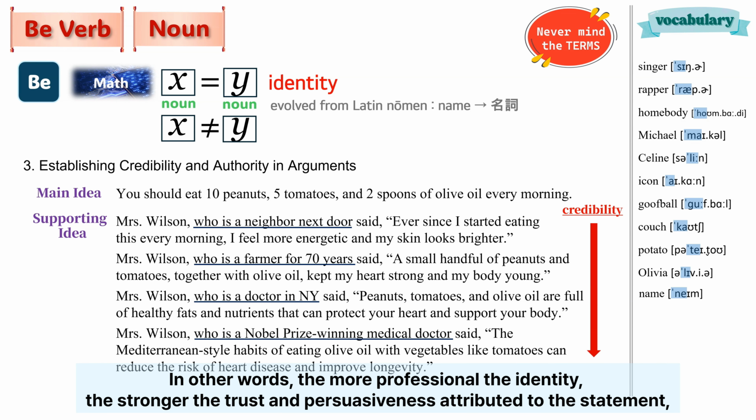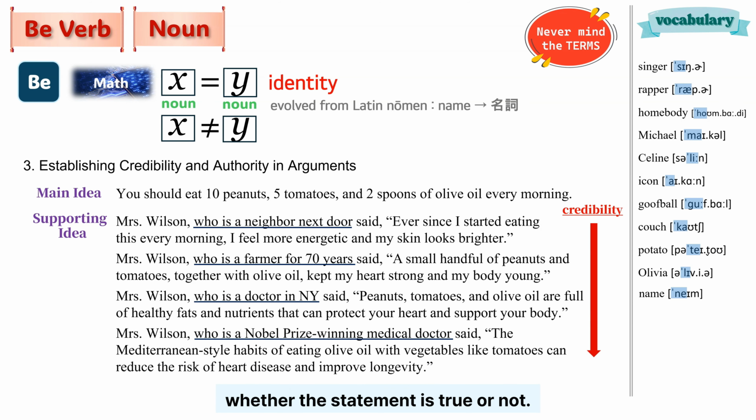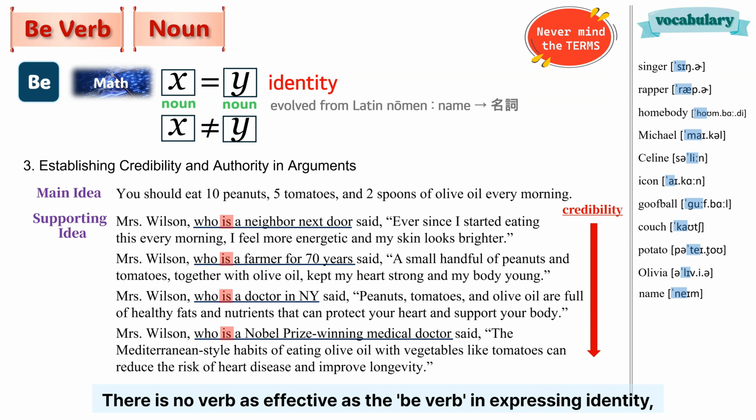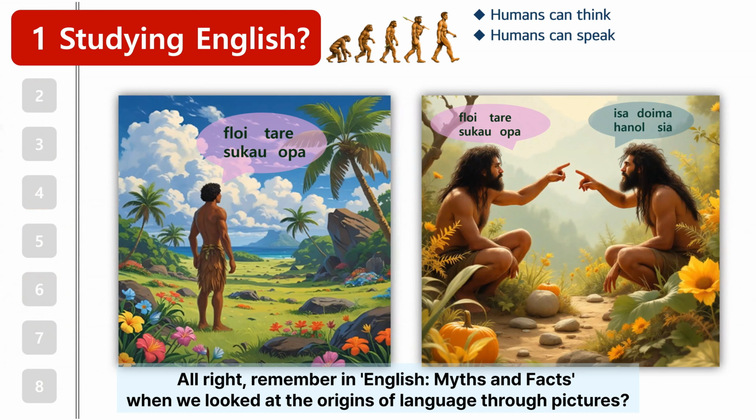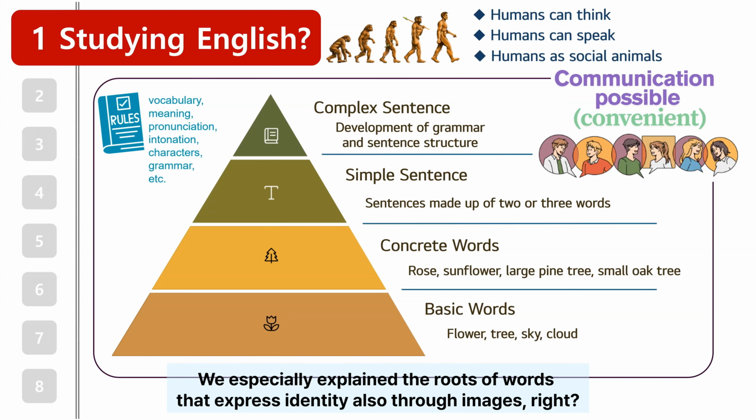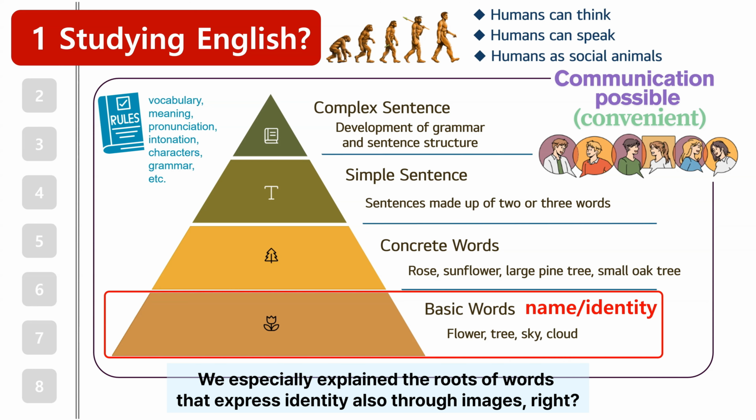In other words, the more professional the identity, the stronger the trust and persuasiveness attributed to the statement, whether the statement is true or not. There is no verb as effective as the be verb in expressing identity, and that is also a major reason we are learning the be verb now. All right, remember in English myths and facts when we looked at the origins of language through pictures? We especially explained the roots of words that express identity, also through images, right?